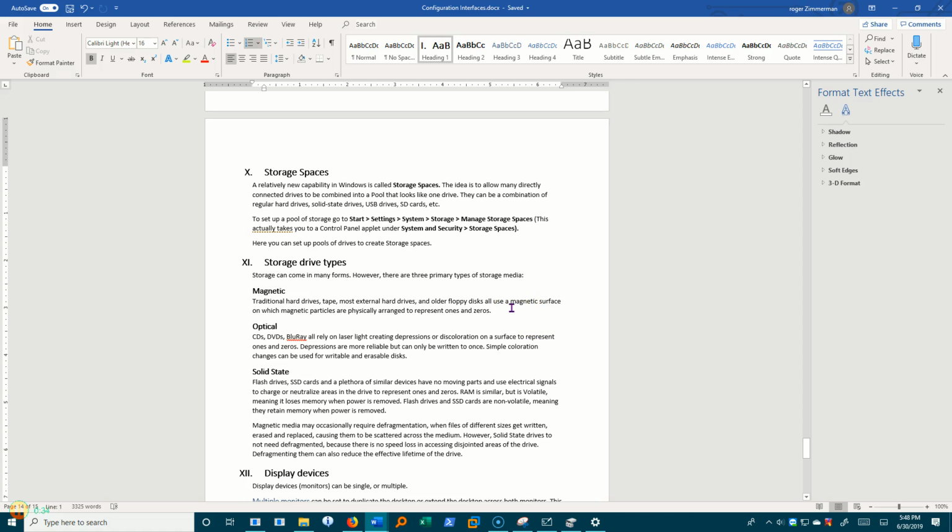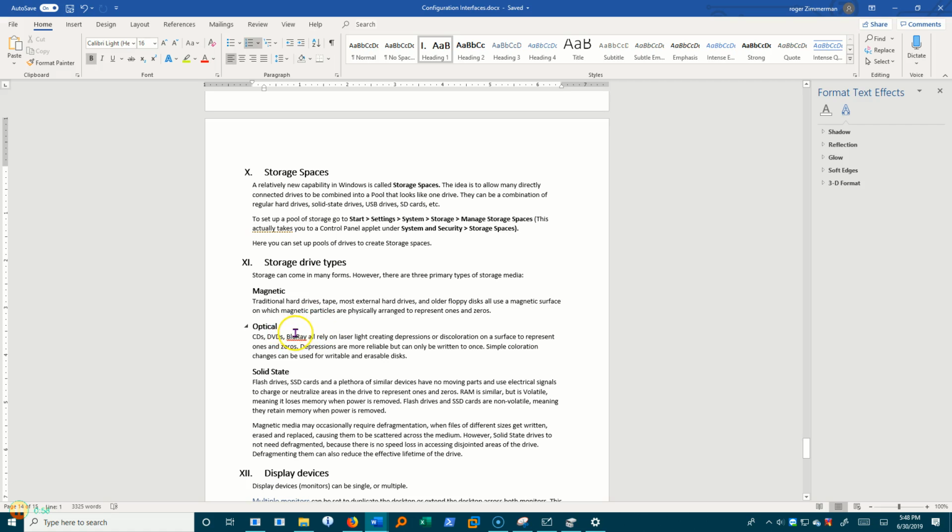They have a magnetic surface, an iron oxide surface on some sort of plastic usually, or metal, and we simply use magnets to align the particles of iron on that surface in order to represent the different ones and zeros. Optical drives would include CDs, DVDs, Blu-ray discs.